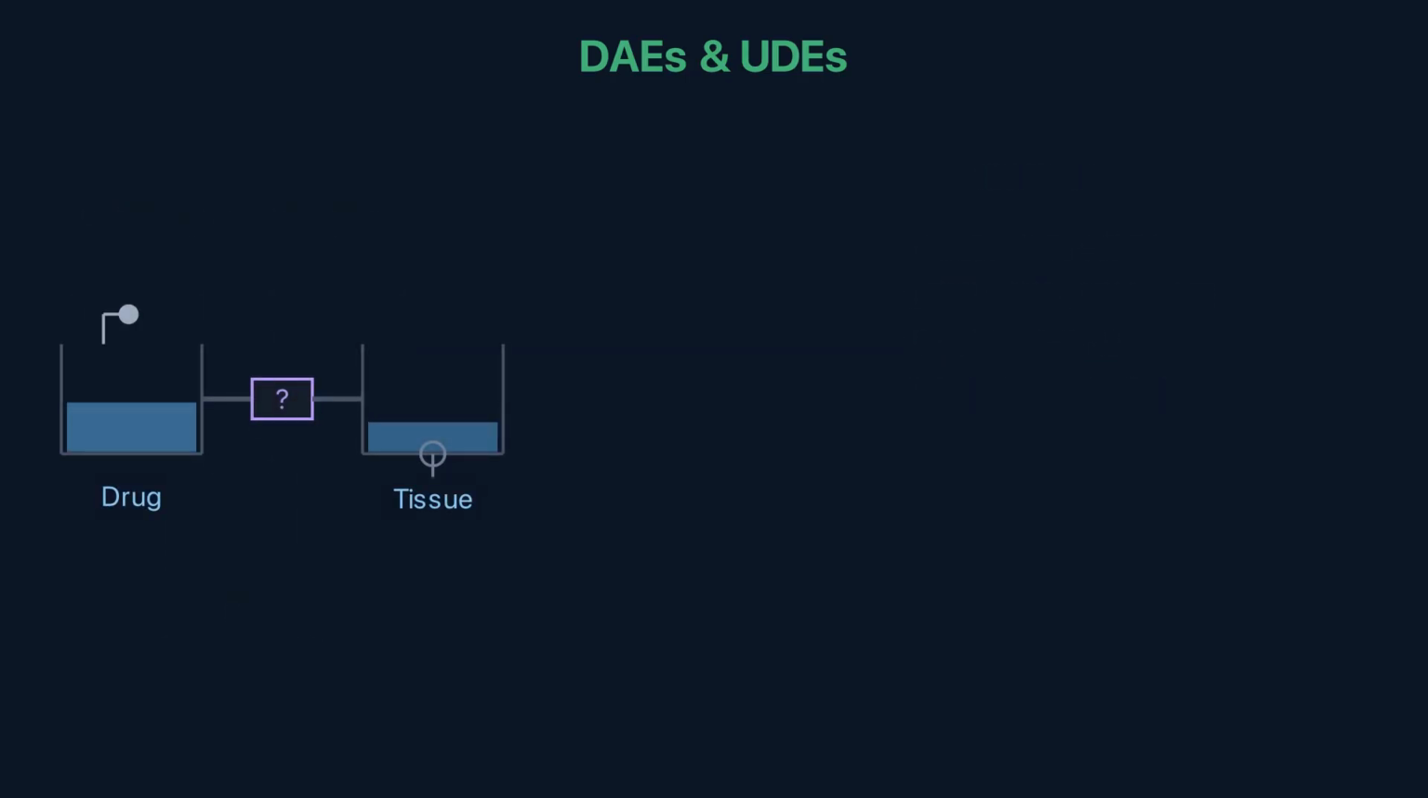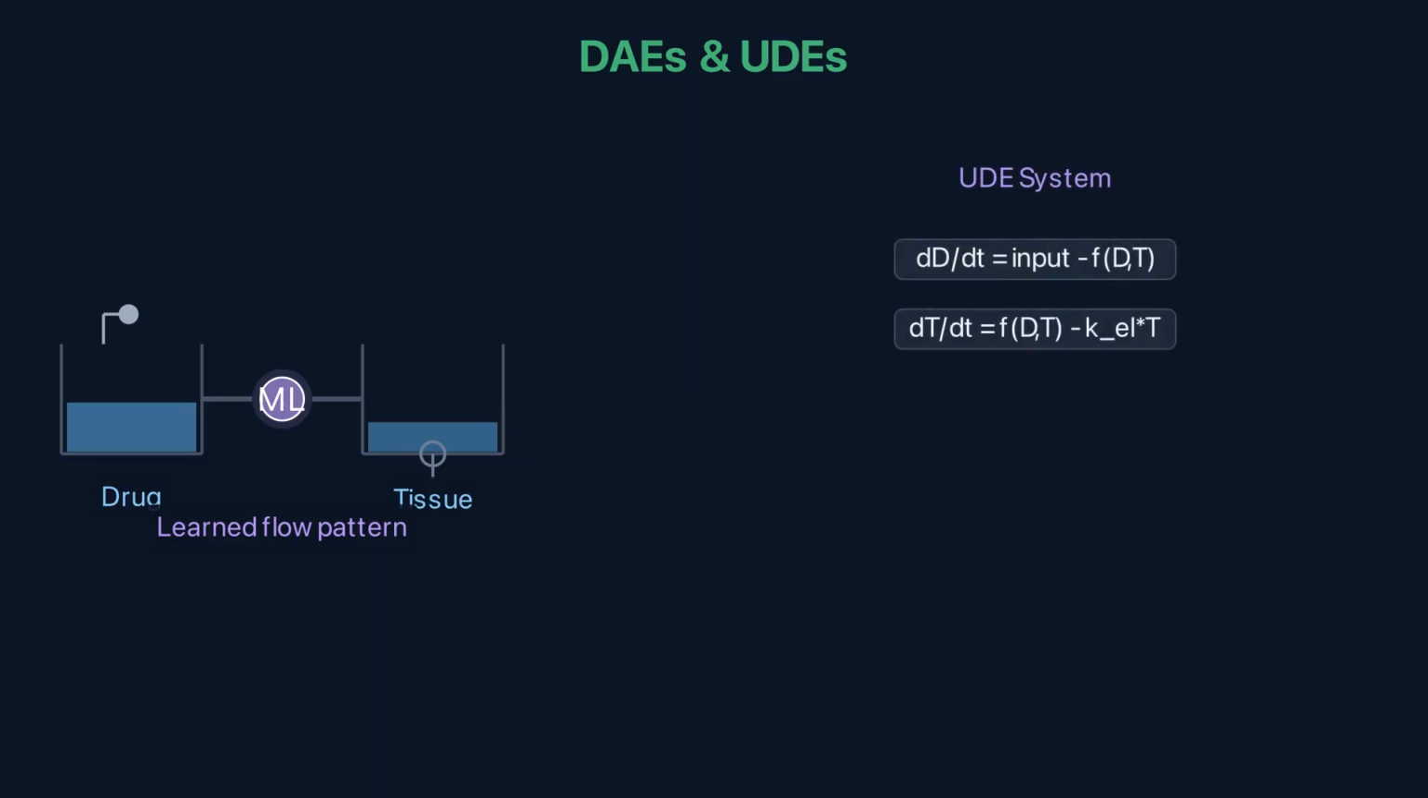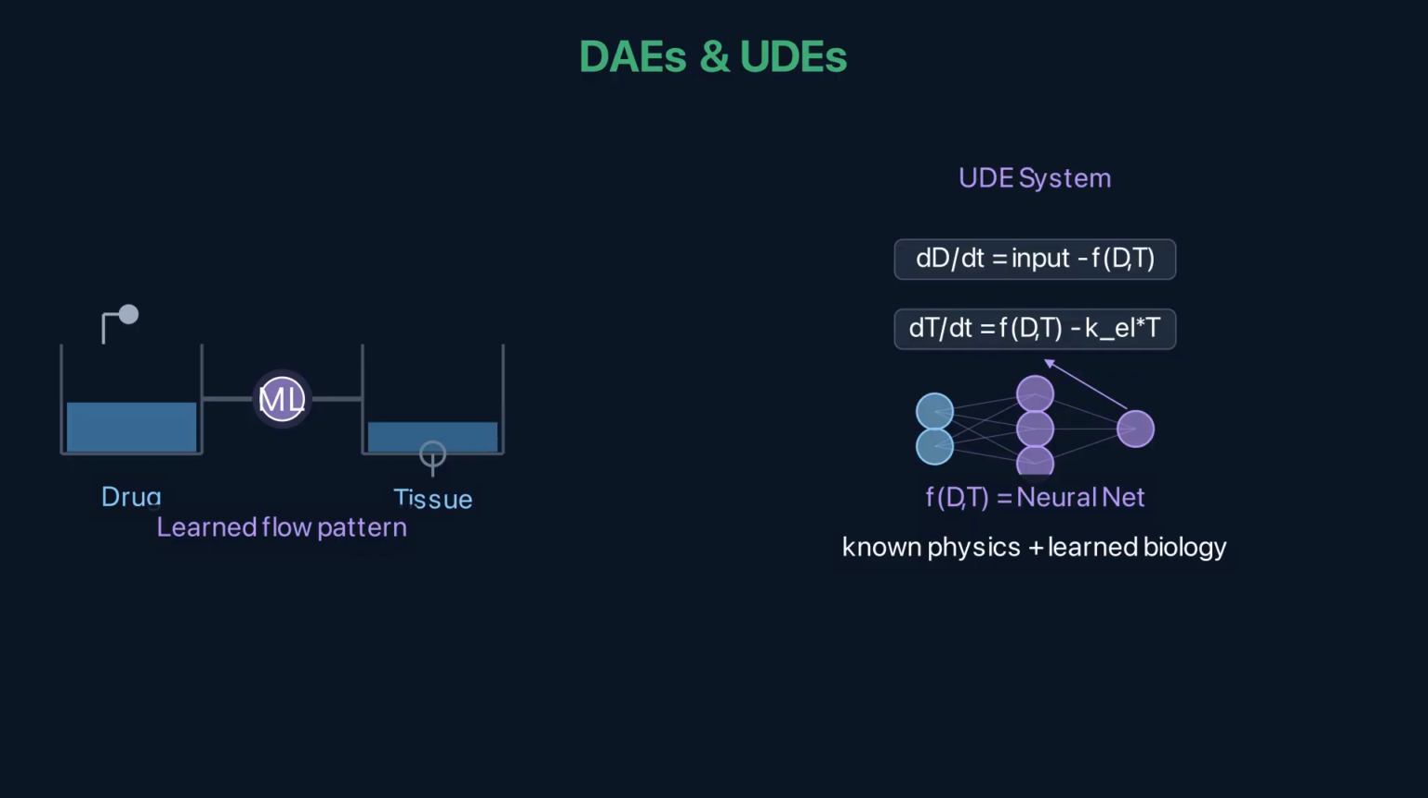And sometimes, one pipe is a mystery. You can see water flowing, but you don't know the equation governing it. Universal differential equations embed a machine learning model inside the ODE system. The neural network learns the unknown pipe's behavior from data, while the rest of the plumbing follows known physics. It's the frontier of QSP, combining mechanistic knowledge with data-driven discovery.